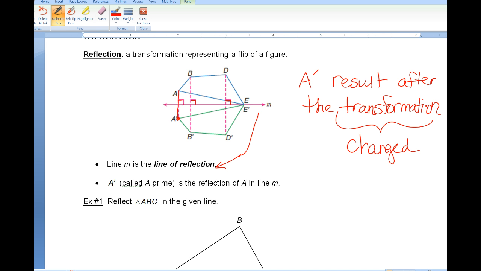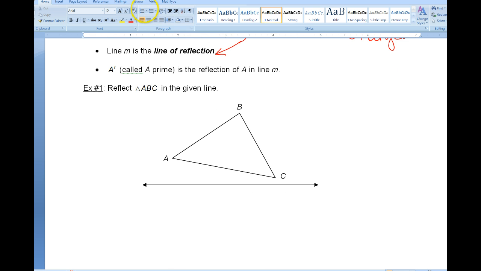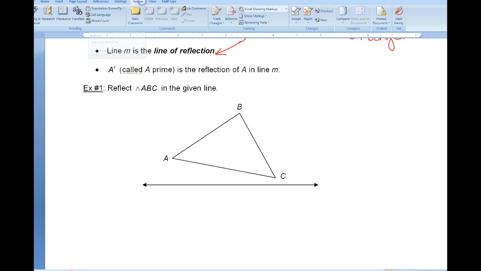If you look at B, it's been reflected across the line to B prime. Notice these distances: the distance from the line to B and the distance from the line to B prime are the same. D, same thing. And E, if it ends up being on the line of reflection, it just stays there. It's not going to flip to the other side because it's right on the line. Let's take a look at this first example.